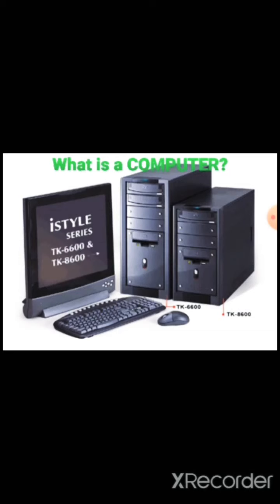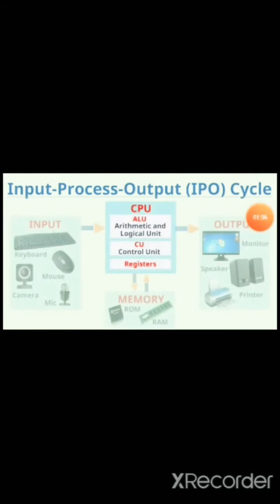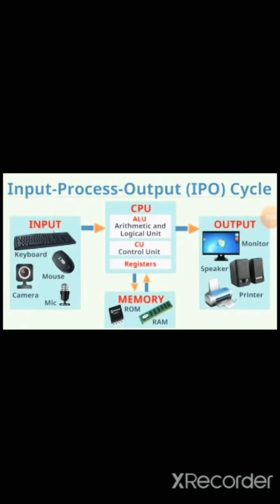So here, students, we will talk about the parts of the computer and its components too. As we know, the main parts of the computer are called the IPO, meaning input, process and output. So let's talk about these important components of the computer system. Students, we can see here input, process and output.